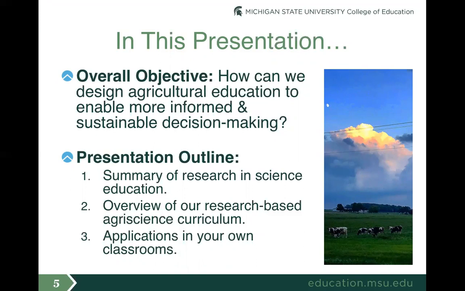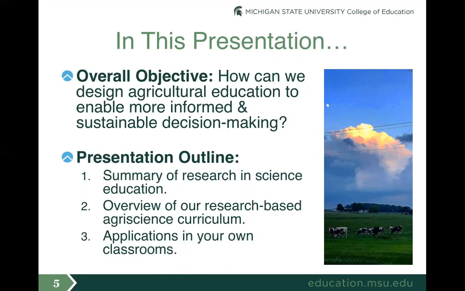This presentation will have three parts. First, we'll summarize the research in science education that tells us how we can accomplish this goal. We'll then discuss our own research-based efforts in trying to create this for agricultural classrooms. And we'll conclude with how you can apply this in your own classrooms in order to enable more informed decision-making among your own students.